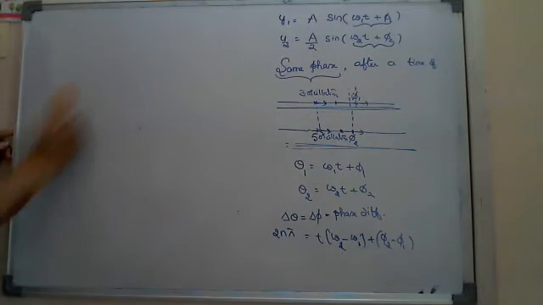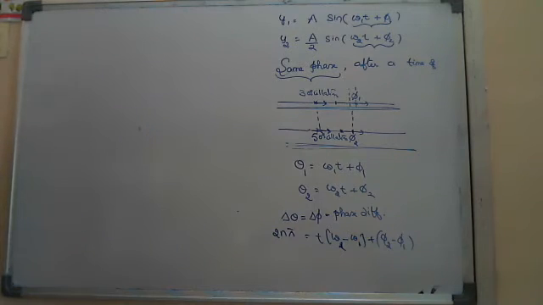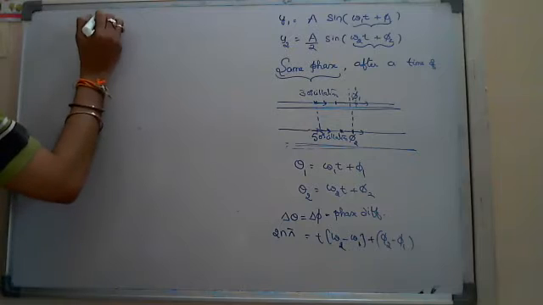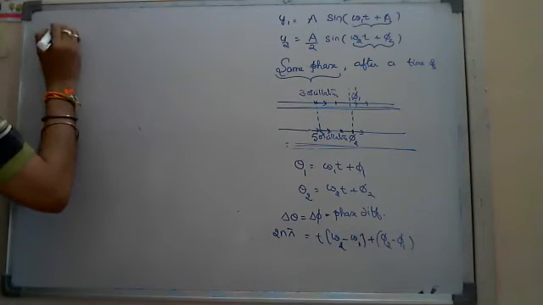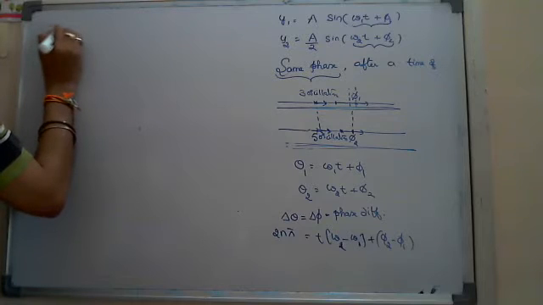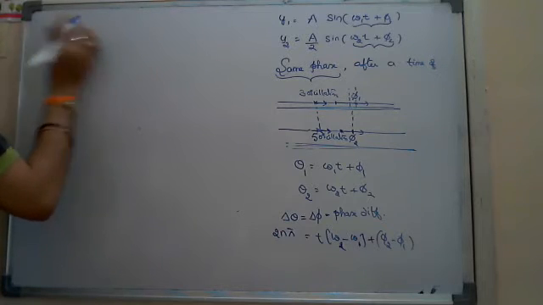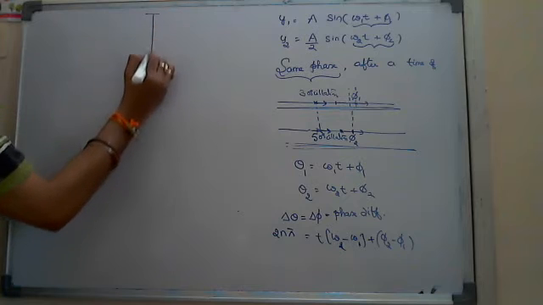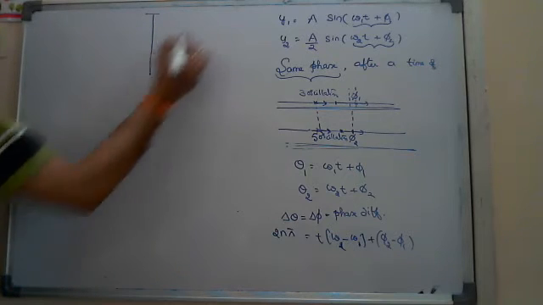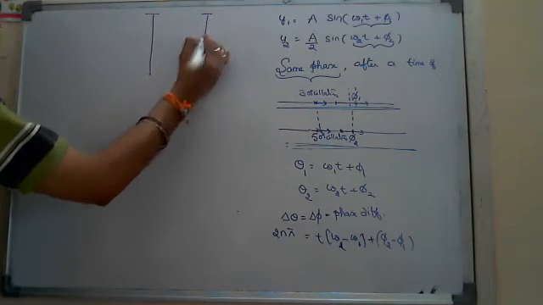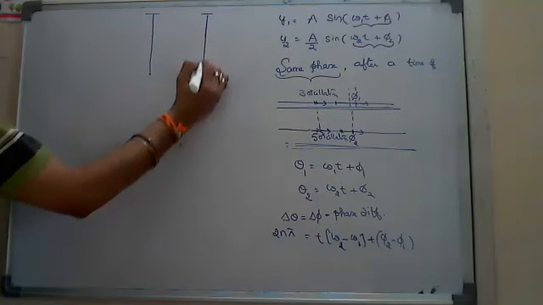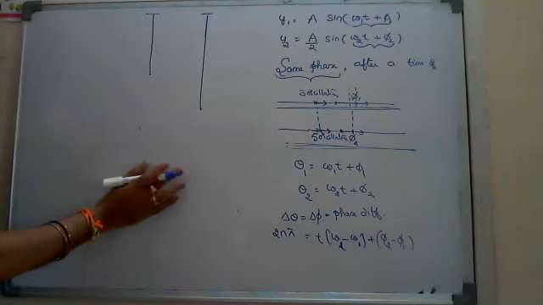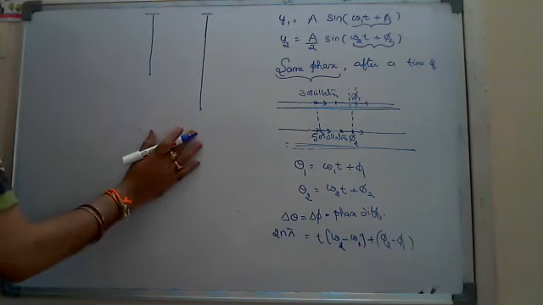Suppose I ask one question, you can understand. Suppose two particles are executing SHM. Take a simple pendulum, you can understand very easily. Suppose this is one simple pendulum, and this is another simple pendulum with different time periods at the same place. Time period will be different for a simple pendulum only when the length is changed.